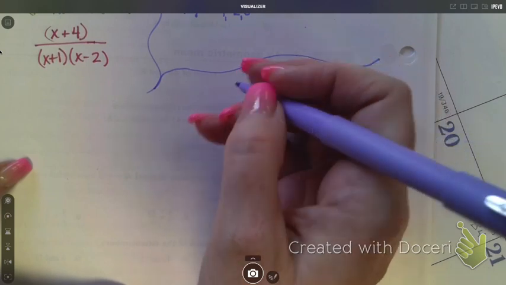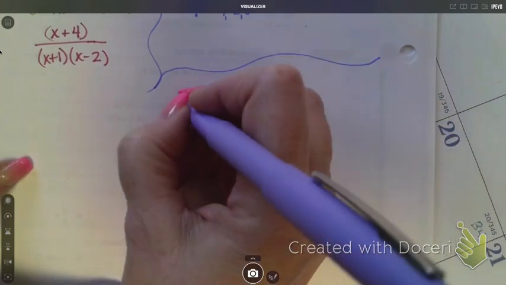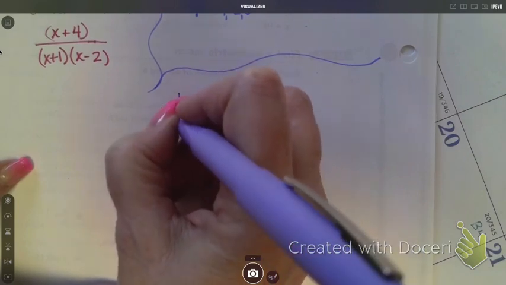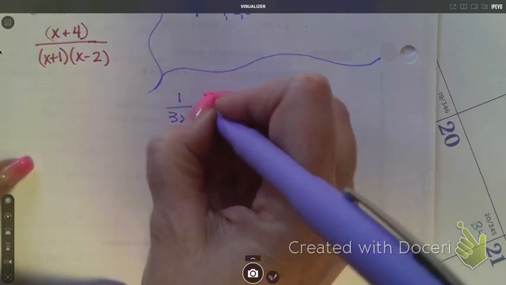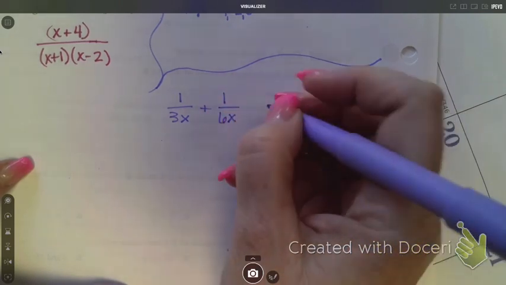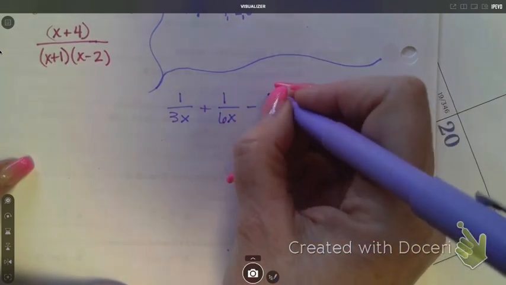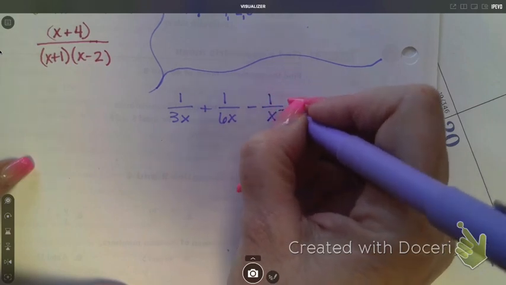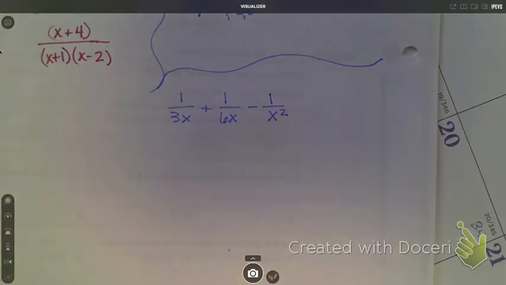Ooh, you ready? Look, I got a new one. 1 over 3x plus 1 over 6x minus 1 over x squared. Come on now. Are you serious right now? How are we supposed to do this?